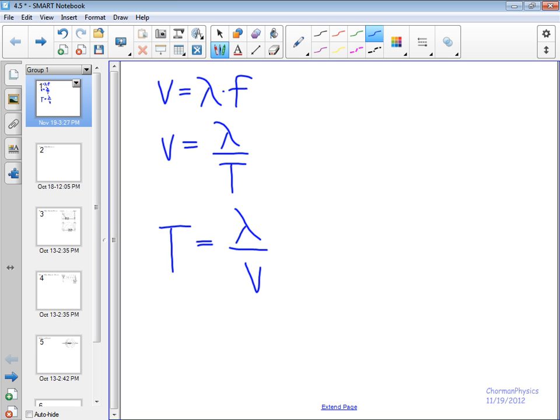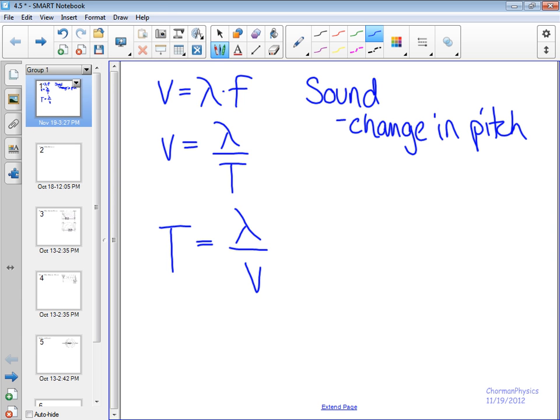Okay. So the Doppler effect, just to remind you guys, is a change of frequency of a wave due to the movement of the source or the observer relative to the medium of the wave transmission. So what this results in, for sound, we get a change in pitch, and with light, we get a change in color.